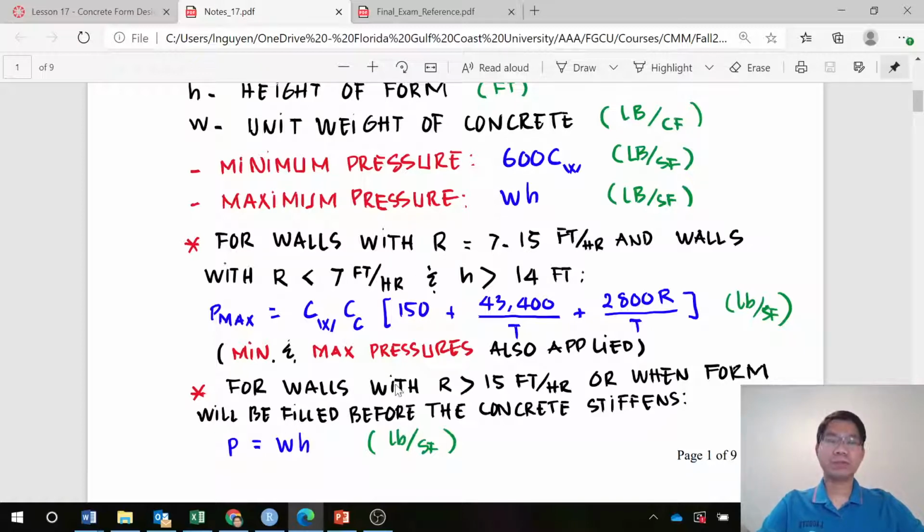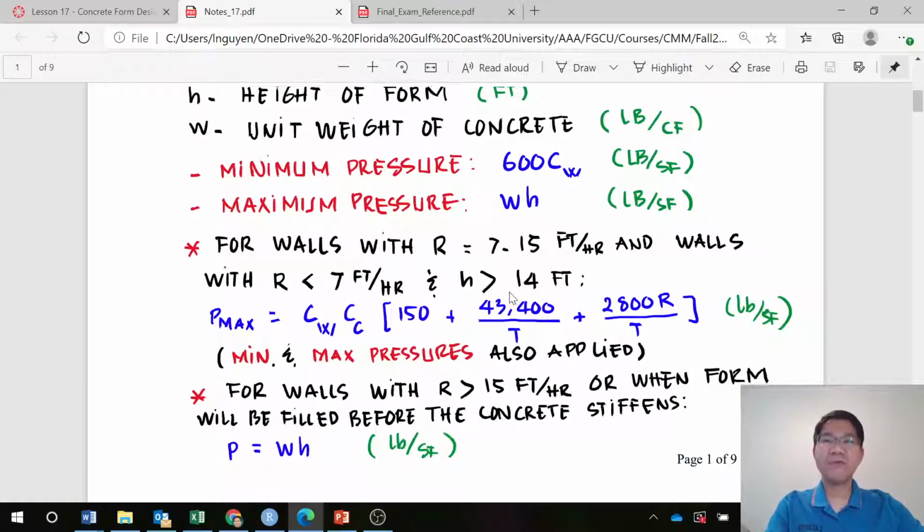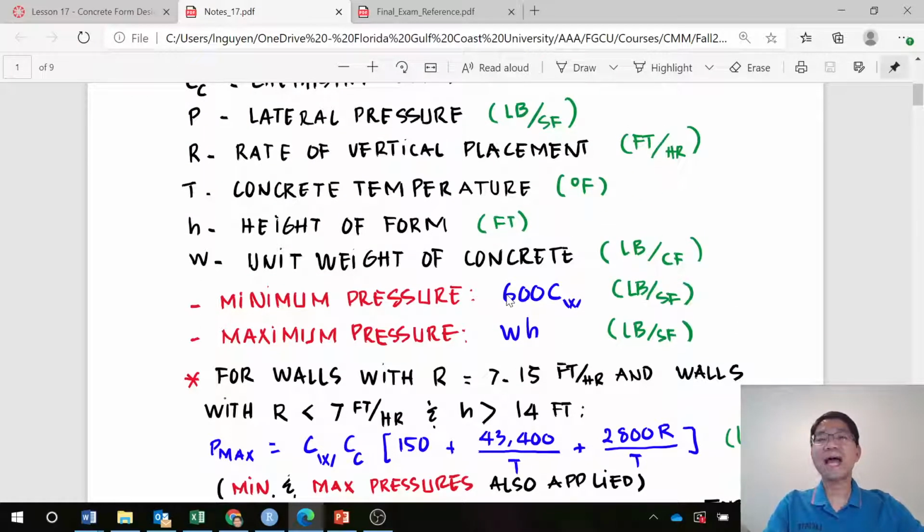And for the walls greater than 15 feet per hour, or when the form will be filled before the concrete stiffens, so that it is still fresh there, then at most, as you can see, the Pmax equals WH. So that is the pressure of concrete created on the vertical wall form. And again, this equation applies for the columns and for the walls only, not slabs, not the beams.